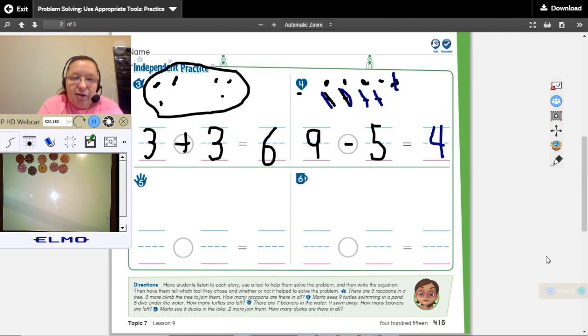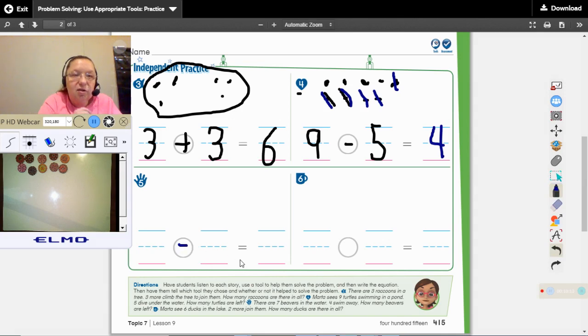There are 7 beavers in the water. 4 swim away. How many beavers are left? All left means what? Do your subtraction. So, all left, we're going to minus. We're going to use our minus sign.